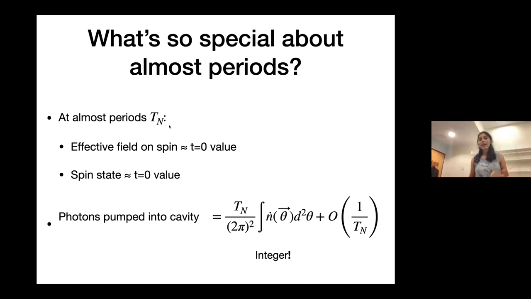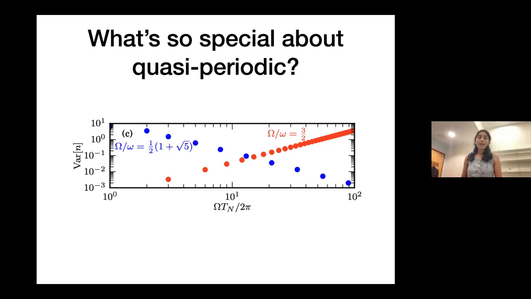And now you might be tempted to say, why even almost periods? Seems like this kind of physics just maybe has to do with periods. Certainly, if I had two commensurate drives, maybe even the same frequency or one is double the other, at periods, the effective field and spin would come back to their t equals zero values, and the spin state would come back to its t equals zero value. So what's so special about quasi-periodic or incommensurate drives?